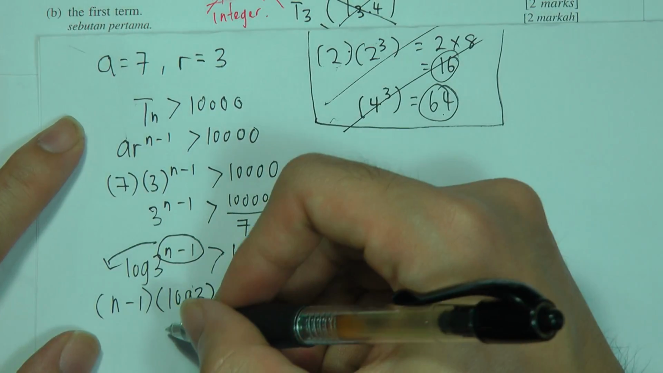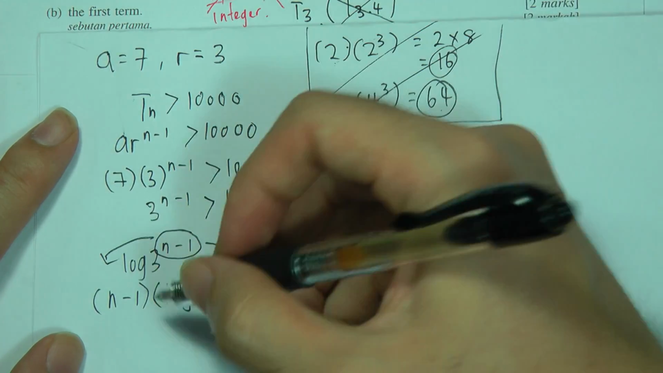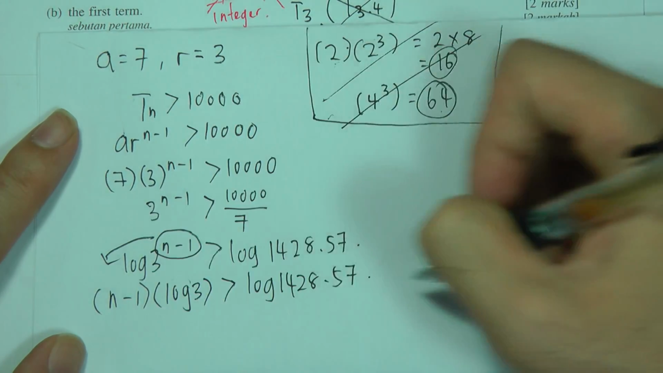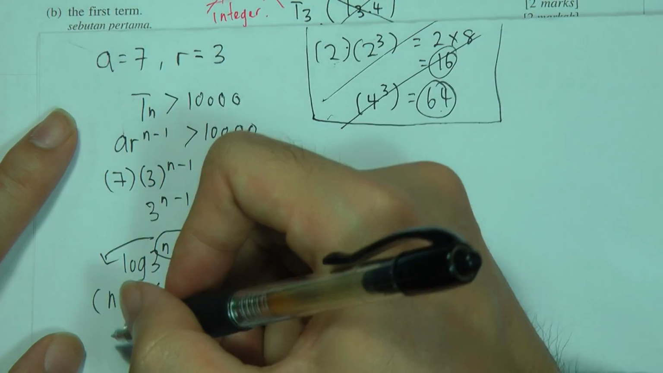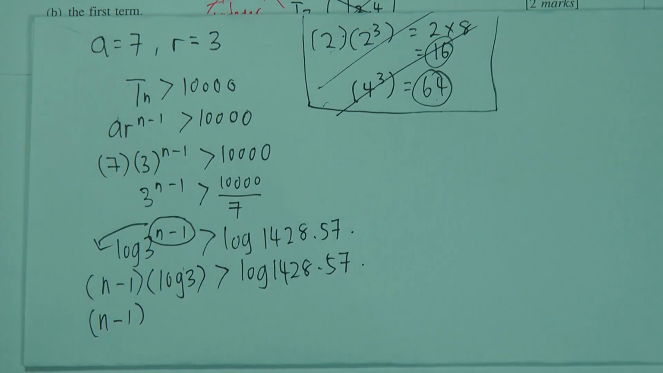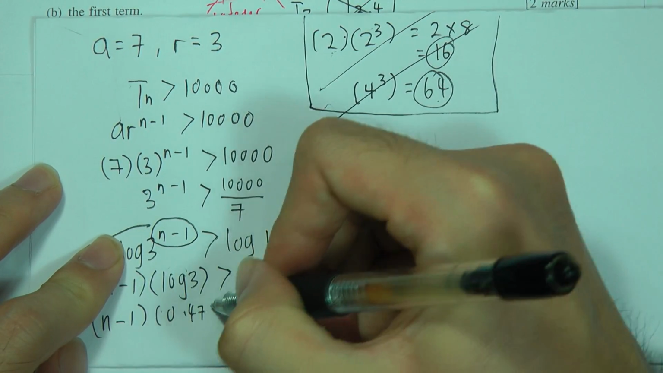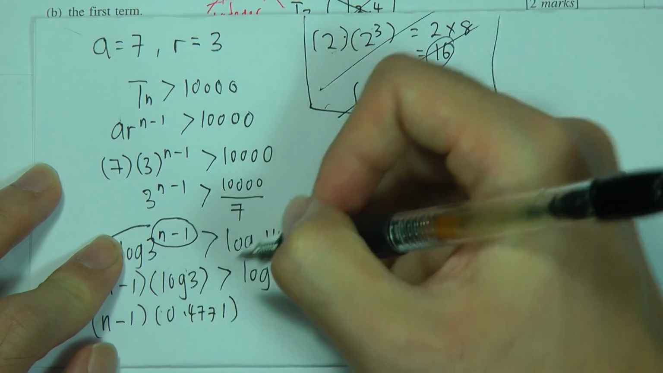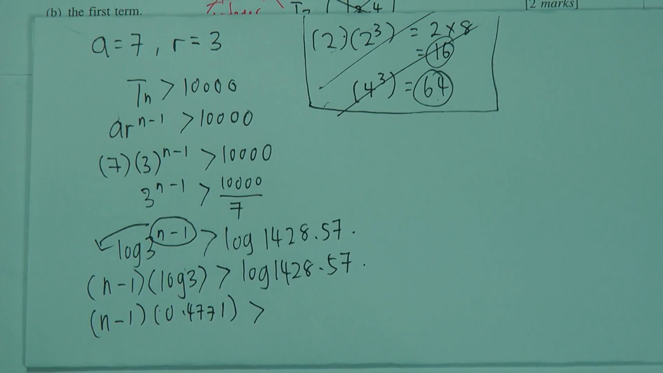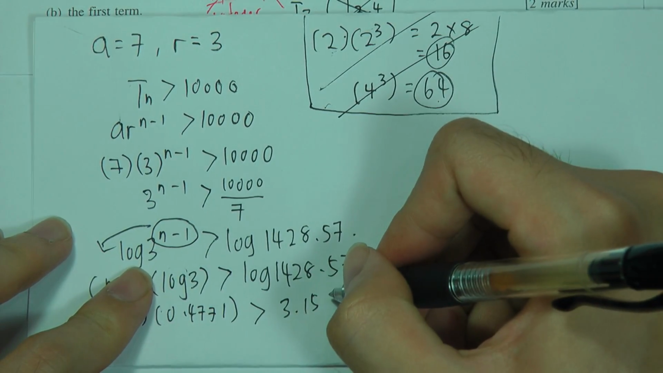So to make you do it carefully, I recommend you press this into the calculator first, then only solve the equation. So n minus 1 times log 3, where log 3 is 0.4771, will be bigger than log 1428.57, which gives 3.1549.